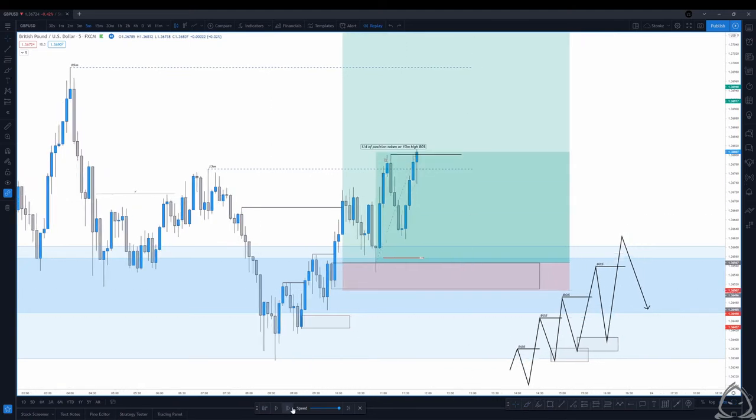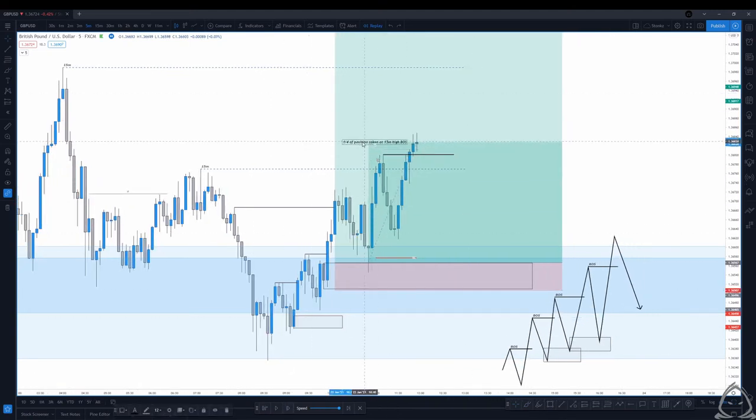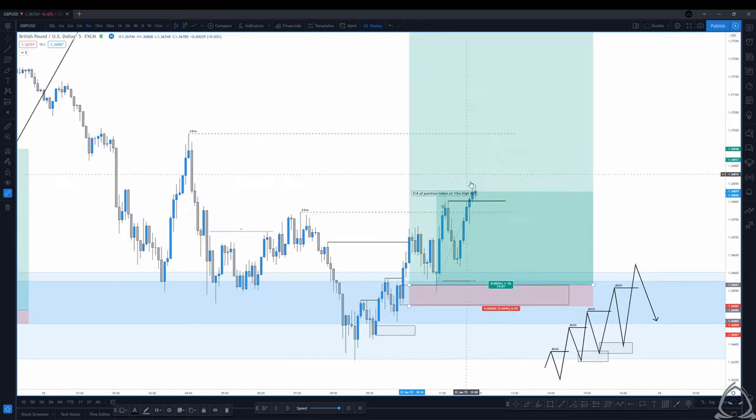And what we can see is price then moves to the upside. It breaks structure one more time. And I partialed out another quarter of my position at this 5-minute break of structure. I was being aggressive with this one only because it's Friday.